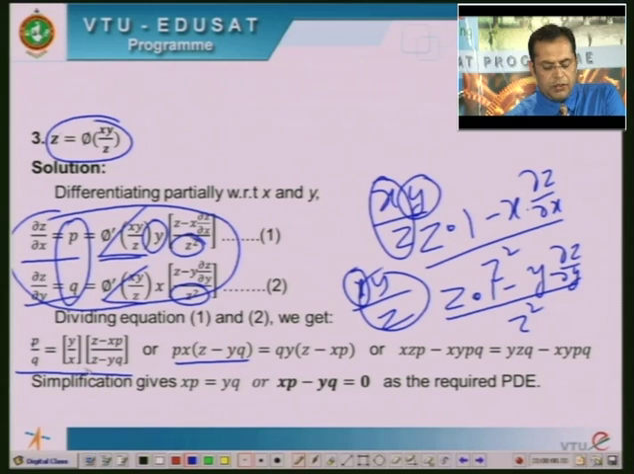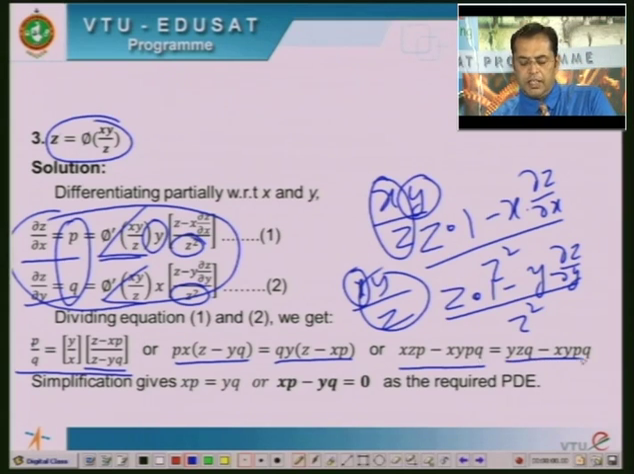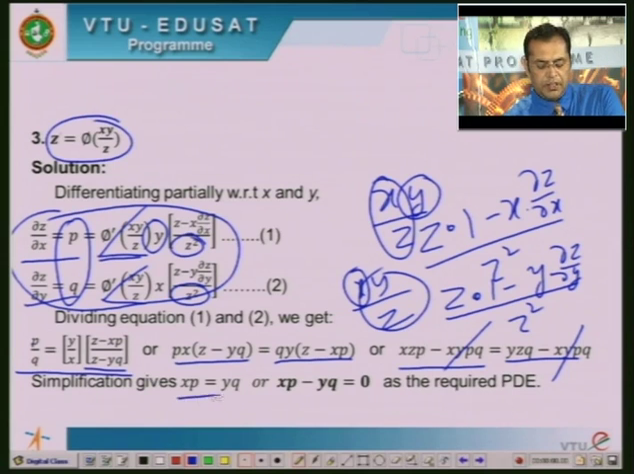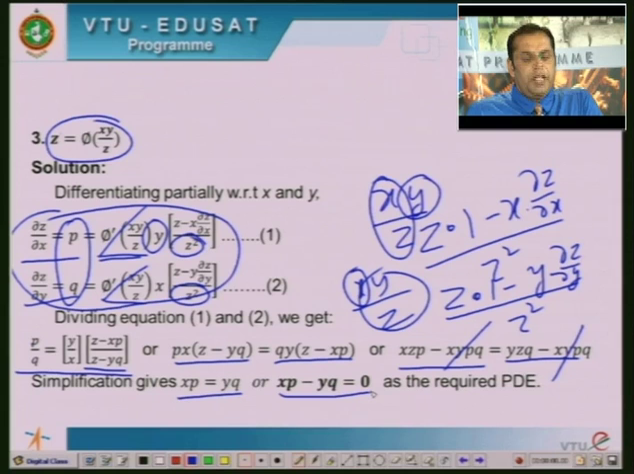Cross multiply, px into z minus yq is equal to qy into z minus xp, or xzp minus xypq is equal to yzq minus xypq, cancel xypq and remove the common factor z on both sides to give xp equal to yq, or xp minus yq equal to 0 is the required PDE.